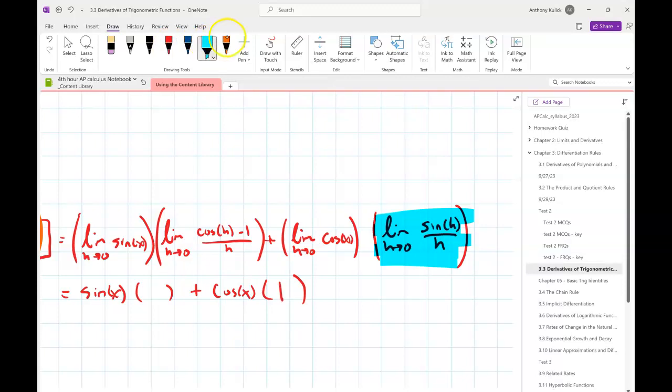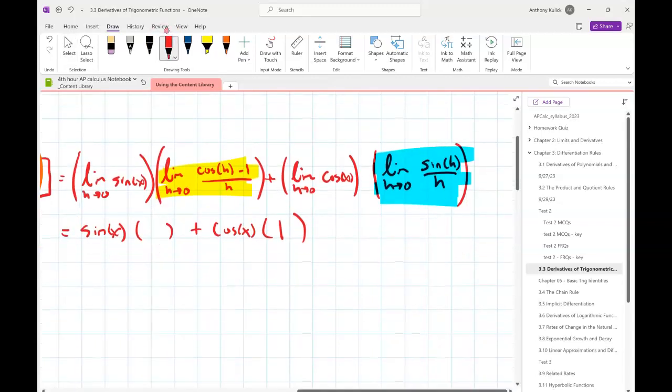Now, what should this limit then be if this derivative needs to come out to be cosine? It's got to be 0, right? Let's see if we can get that limit to come out to be 0. If we do, then our proof is basically done, right? Because we've got what we needed.